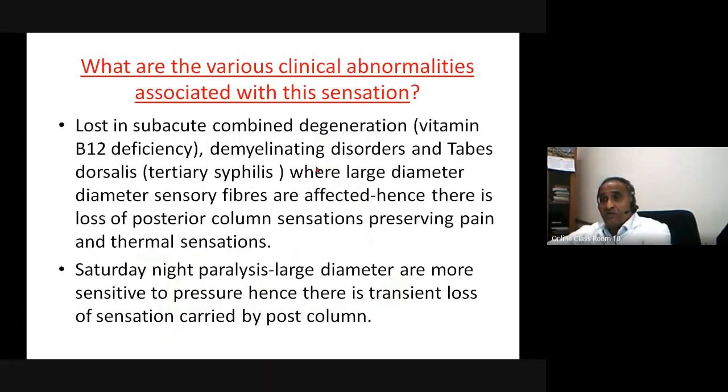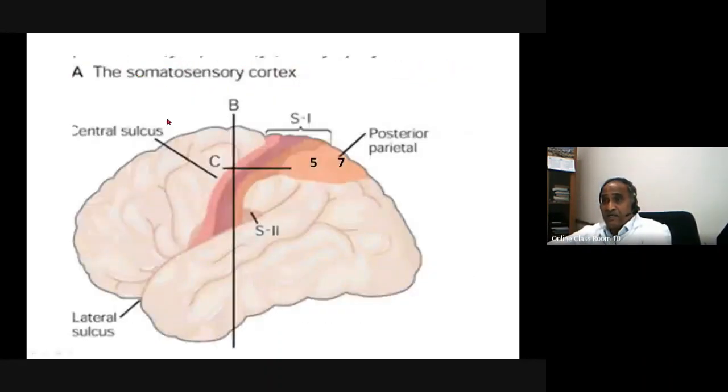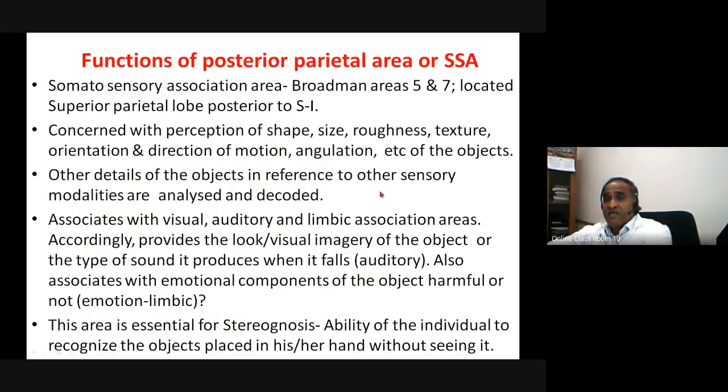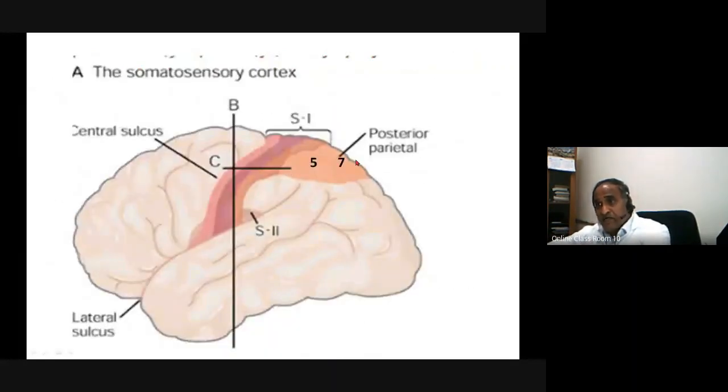So now, coming back here, other details of the objects in reference to the sensory modalities are analyzed and decoded in this area. In addition, this part is in contact with the visual association area, auditory association area, and the limbic association area. This is the visual association area here, auditory area here, and the limbic association area.